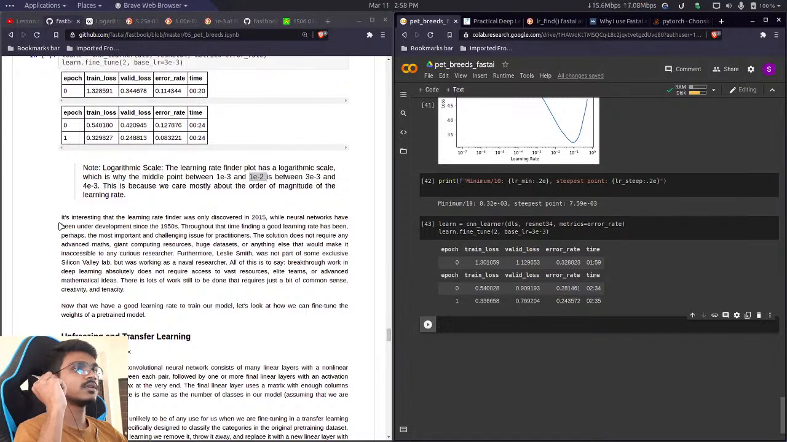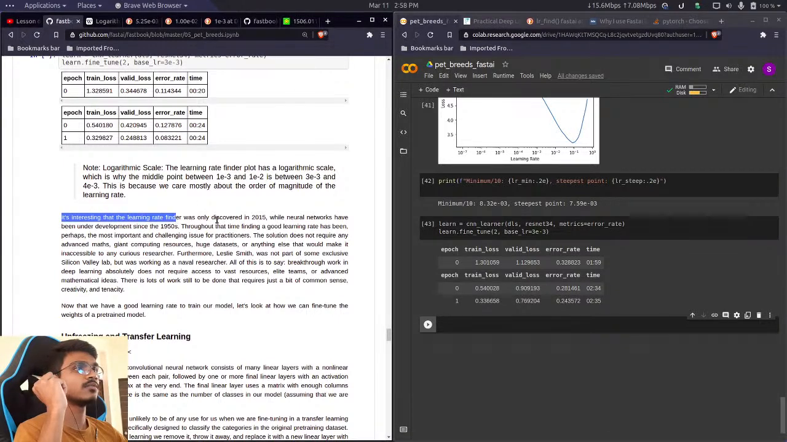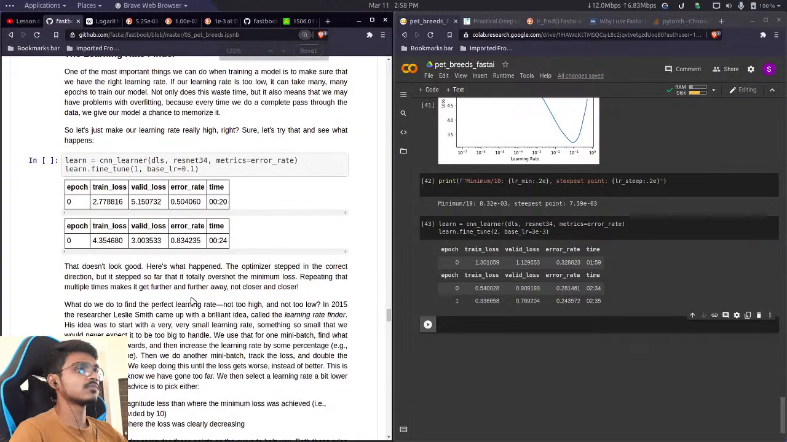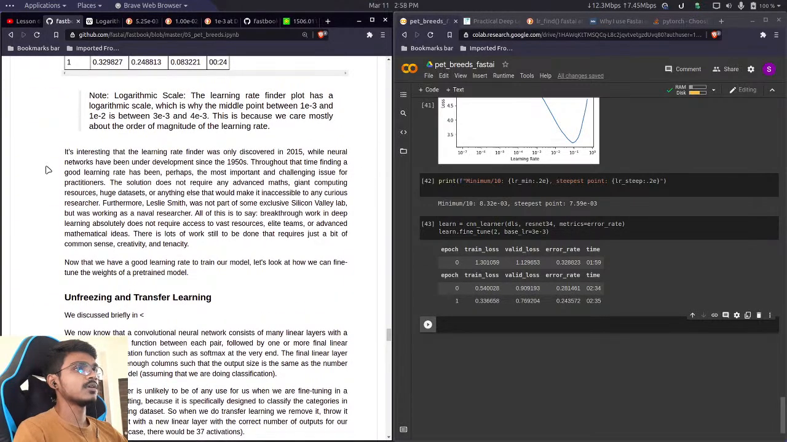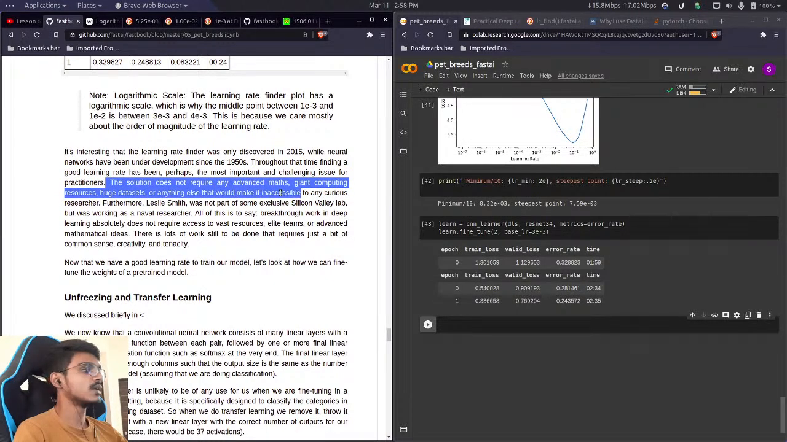Let's read further. It's interesting that the learning rate finder was only discovered in 2015, while neural networks have been under development since the 1950s. Throughout that time, finding a good learning rate has been perhaps the most important and challenging issue for practitioners. The solution does not require any advanced math and computing resources, or anything else that makes it inaccessible to any curious researcher.